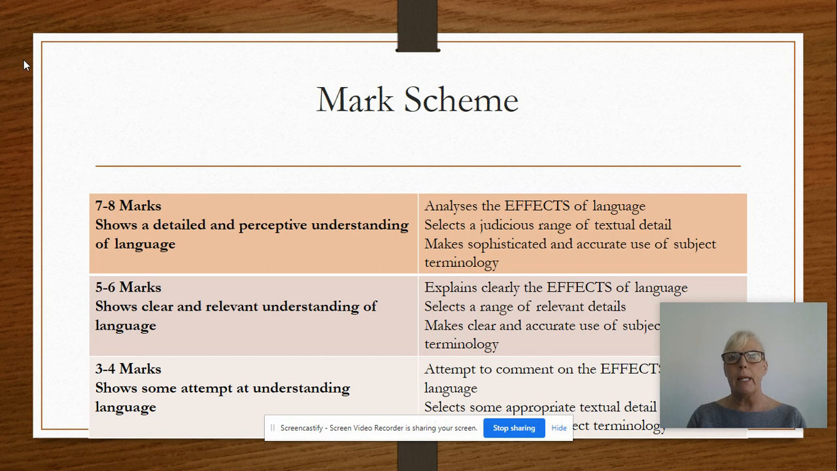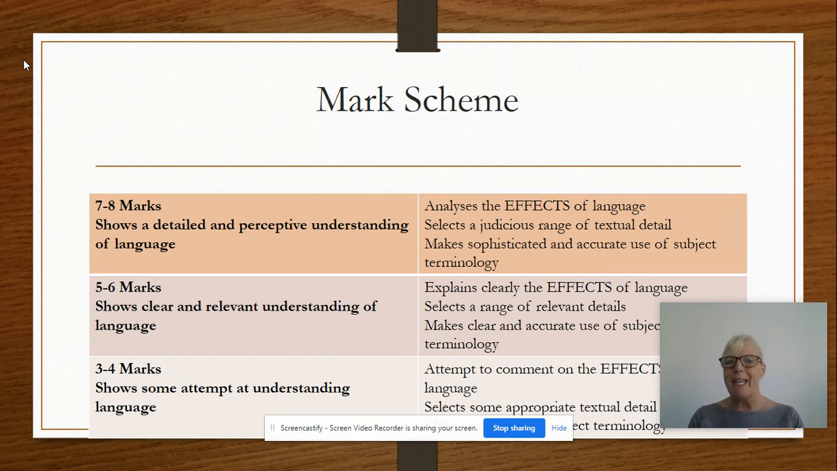You might have been in a grade 3, almost at grade 4, just missed it. So we won't look at the really top marks. We'll try and concentrate on how we can get from the 3 to 4 marks, showing some attempt at understanding language, up to the 5 or 6 marks, which will really take us into a nice, secure grade 4. And at 5 to 6 marks, you're showing a clear and relevant understanding of language.